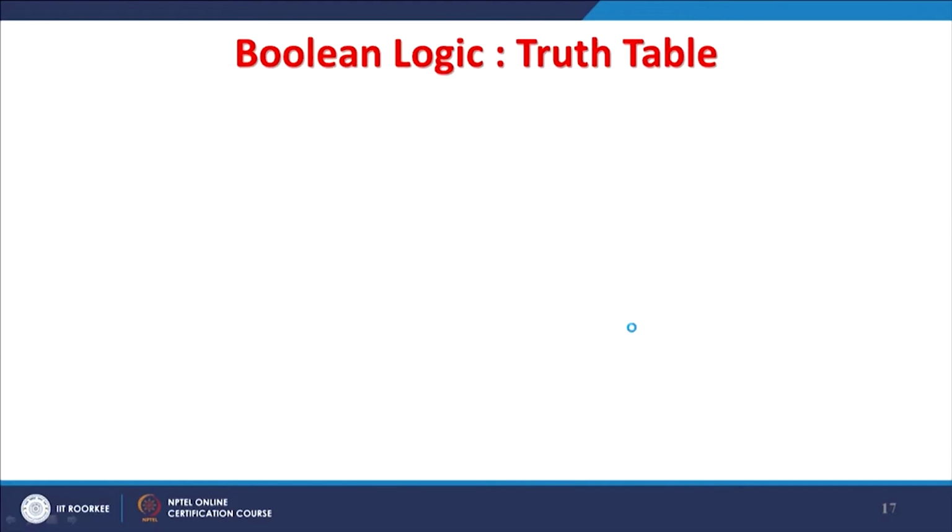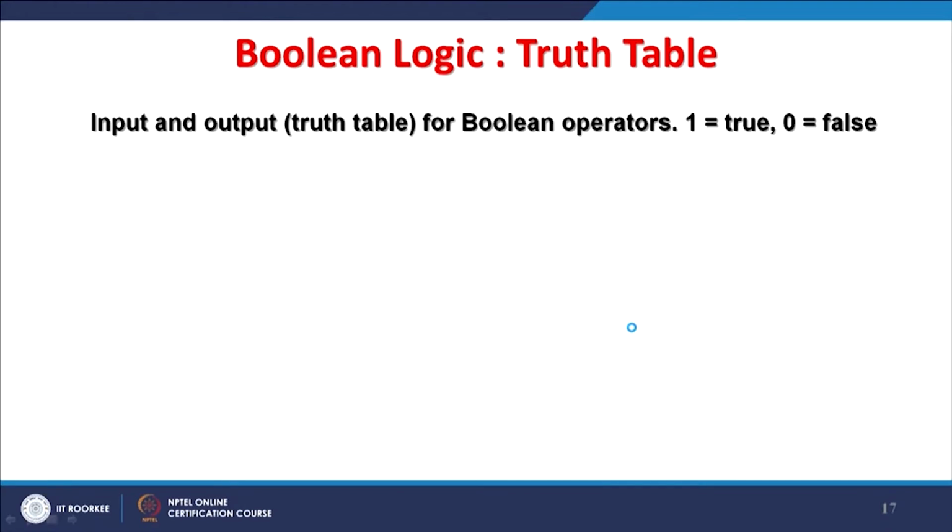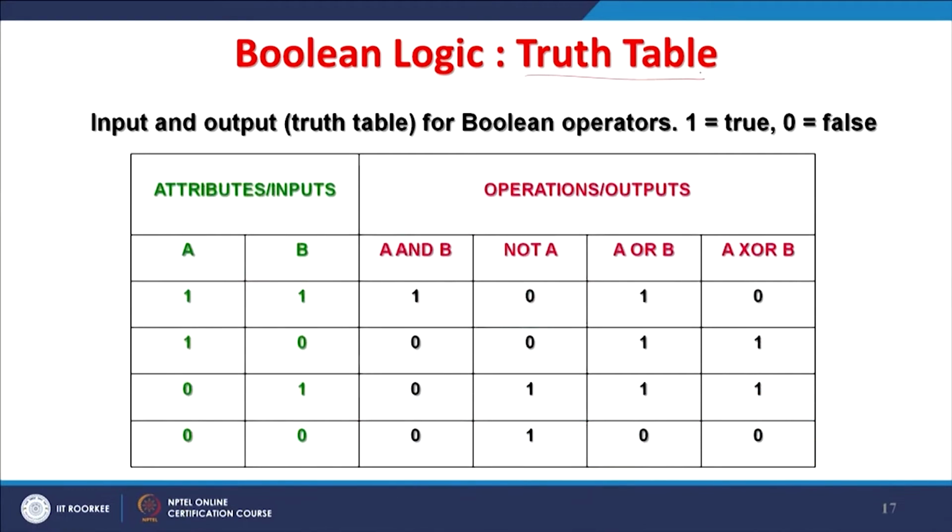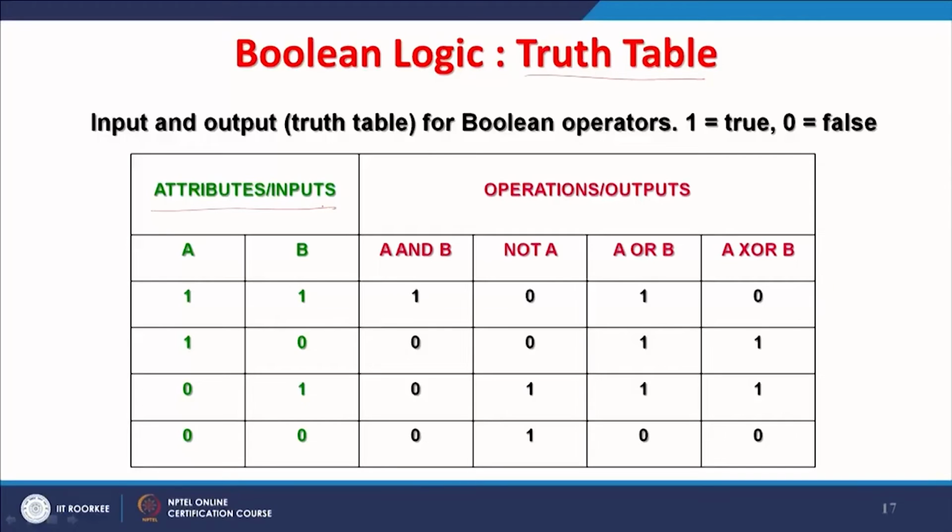So, this is relational function. Now, Boolean logic, another thing is what we call a truth table, and truth table means basically true and false. So, an input and output table for Boolean operators, where 1 is generally the true value and 0 is the false value. Here the input attributes are for map A and B and likewise.